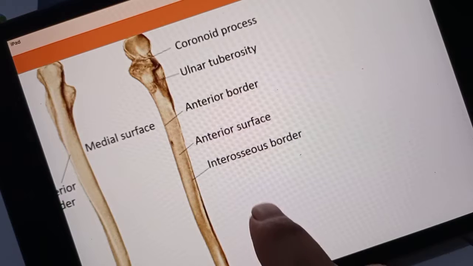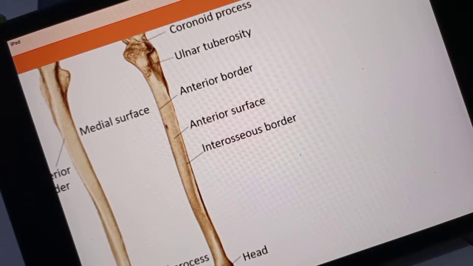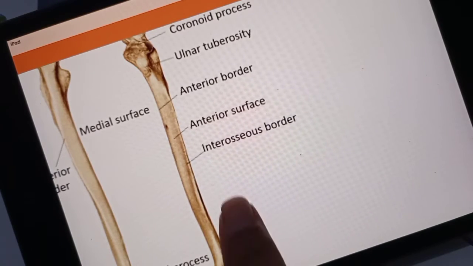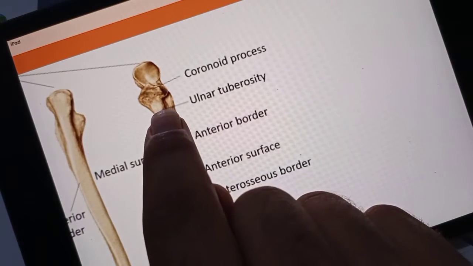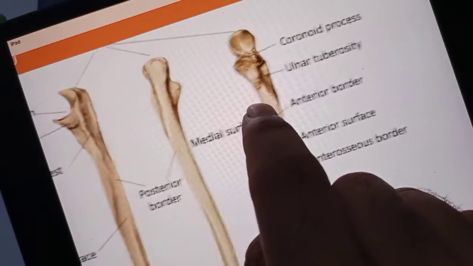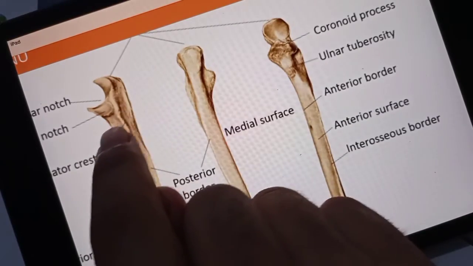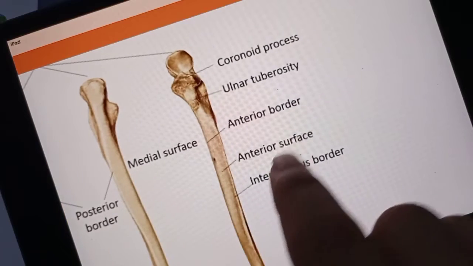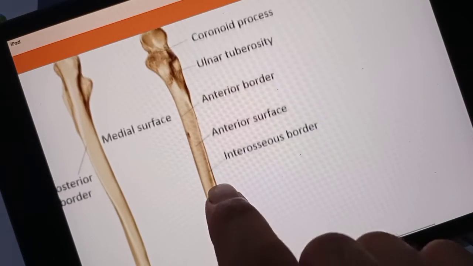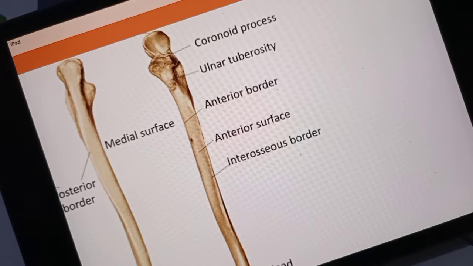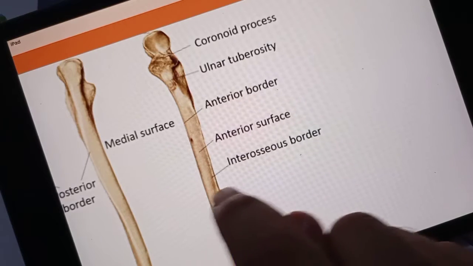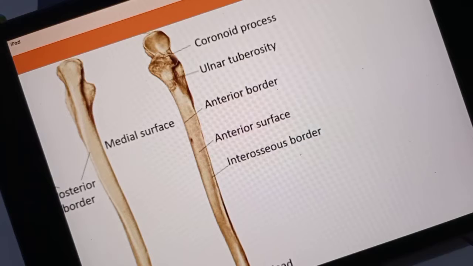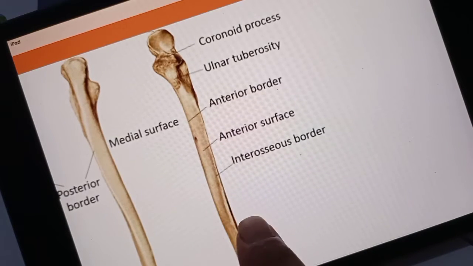The head of ulna is located distally. The distal end is somewhat round, and there is a small projection which is called the styloid process, while the proximal end is irregular and somewhat hook shaped, just like a hook, while the shaft is somewhat triangular. If we take the transverse section of the shaft, it would look like a triangle because it has three borders and three surfaces.